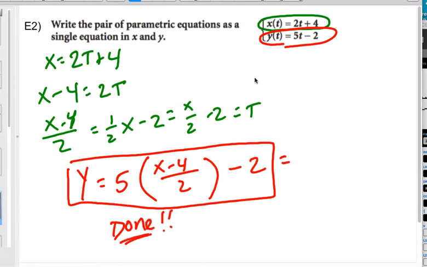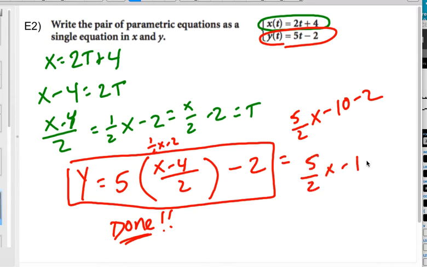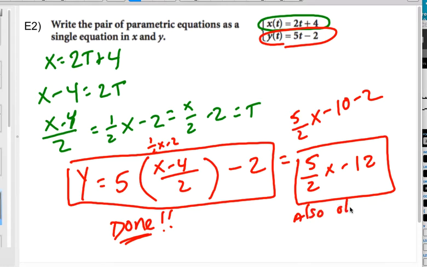It's not a hugely advantageous thing, but if you really wanted to, if you treated this as 1/2 x minus 2, you could distribute the 5. You'd get 5/2 x minus 10 minus 2. So you could also write this as 5/2 x minus 12. That's also fine. Remember, the more work you do past an answer that was already correct, the more likely that you're going to take a right answer and turn it into a wrong answer by making a simple math mistake. So I'm just throwing that out there. You want to make fewer mistakes, not more mistakes, so don't do more work than you're asked to do.